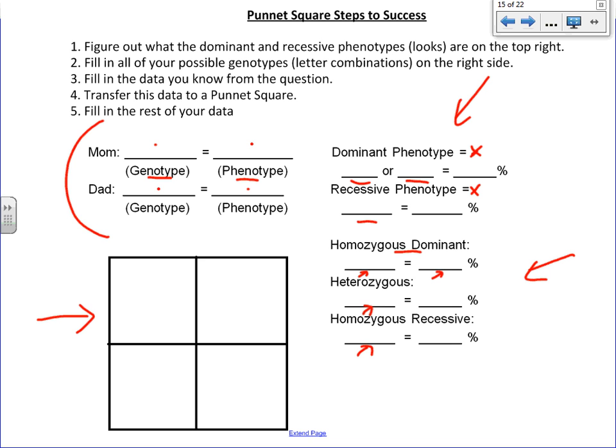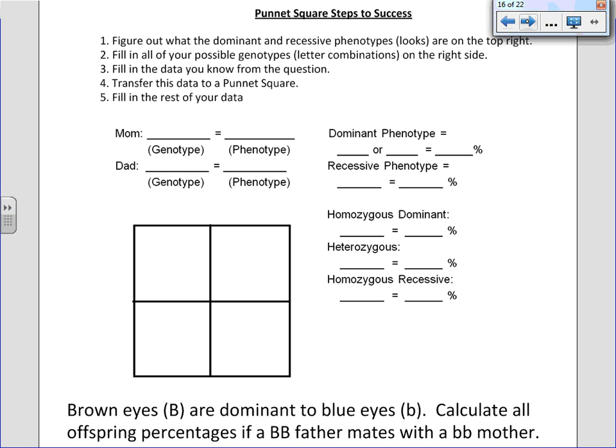So I think the easiest way to learn how to do it is to put it into action, though. So let's take a look at a potential genetics problem. Now, this problem can be found in the bottom of your Punnett Square Steps to Success paper. It's the example problem. The example problem reads, brown eyes, big B. Now remember, we're using single letters here, and brown eyes get the big B because it's the dominant trait. So brown eyes, big B, are dominant to blue eyes, little b. Calculate all offspring percentages if a big B father mates with a little b mother.